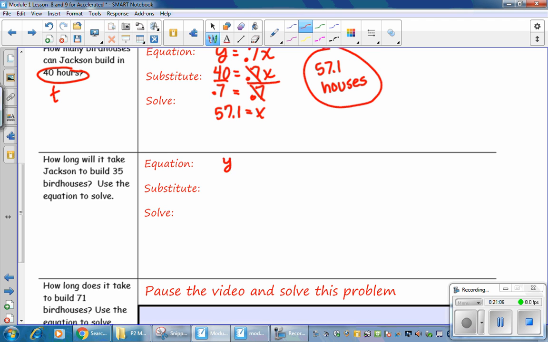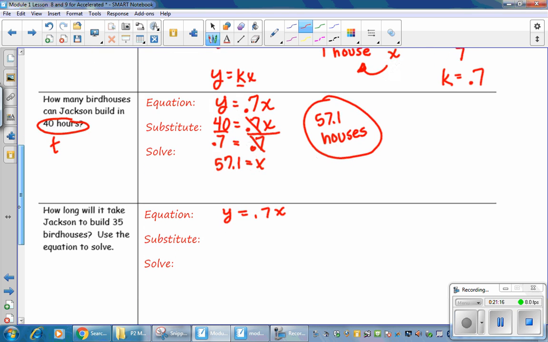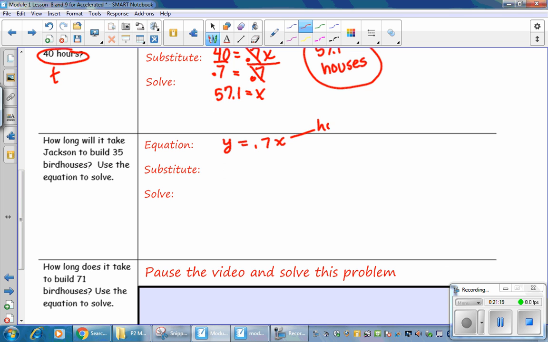We had y equals 0.7x, and remember, what do y and x stand for? X stands for the number of houses, and y stands for the time. So we have 35 birdhouses. So we're going to substitute x for 35 and bring down the rest of the problem.